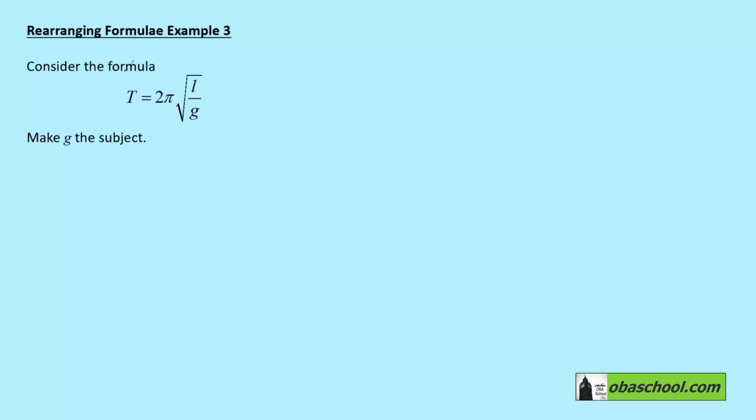Consider the formula t equals 2 pi root L over g. Make g the subject. Now, this time, I'm not going to swap the sides, but that's just a bit of experience. I know what's coming with this one.